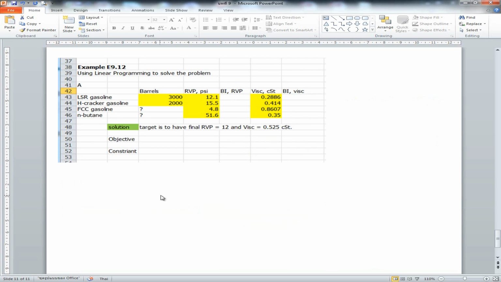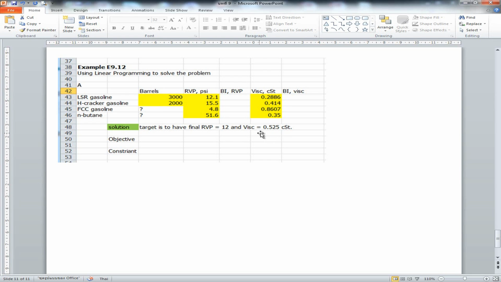How about in this example? In this example, we would like to know, if we have straight run gasoline and hydrocracker gasoline in 3,000 and 2,000 barrels, how much FCC gasoline and N-butane should be put in to make the final product that has RVP equal to 12 and viscosity equal to 0.525 centistokes.